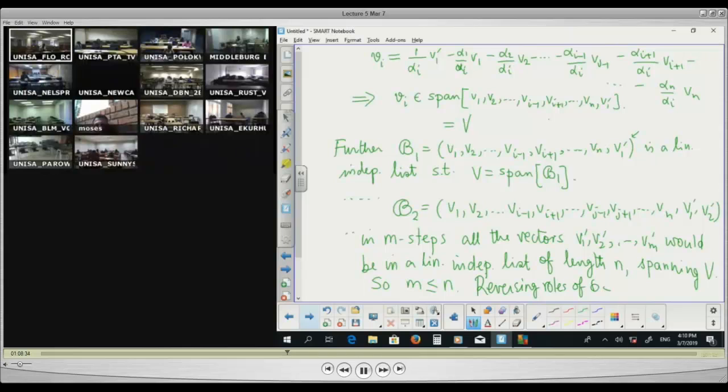Okay? n less than... and therefore n is equal to n. Okay? So you see, the whole idea is replacing one by one. And that's the whole idea.